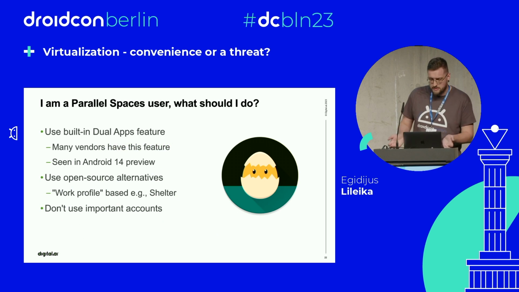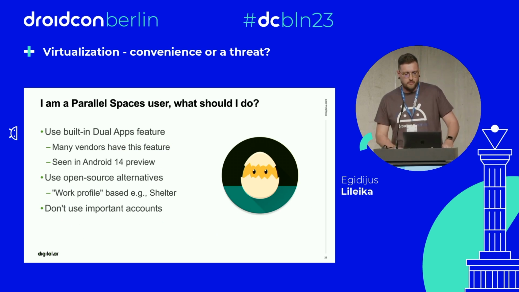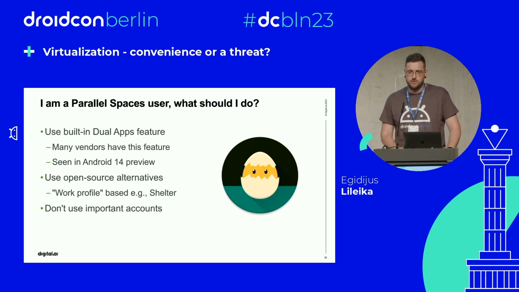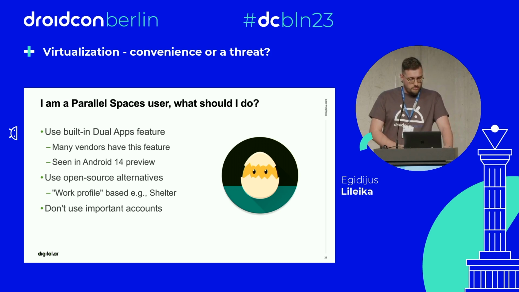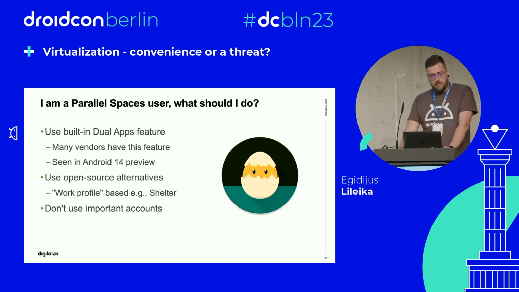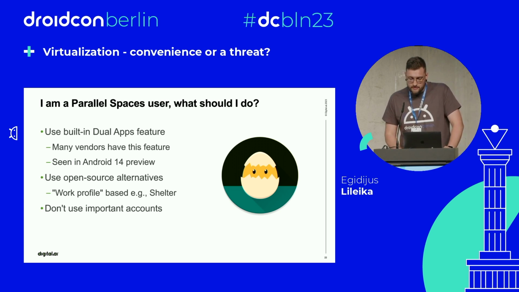I'm a Parallel Space user, like a regular user. What should I do? My suggestion is to use the built-in dual apps feature. Many vendors like Xiaomi and Samsung already have this built-in virtualizer in their operating system. The dual apps feature was also seen in the Android 14 preview, so hopefully it will be released in future releases. Another suggestion is to use open source alternatives, especially work profile based ones. Shelter is really a nice choice for that kind of virtualization.